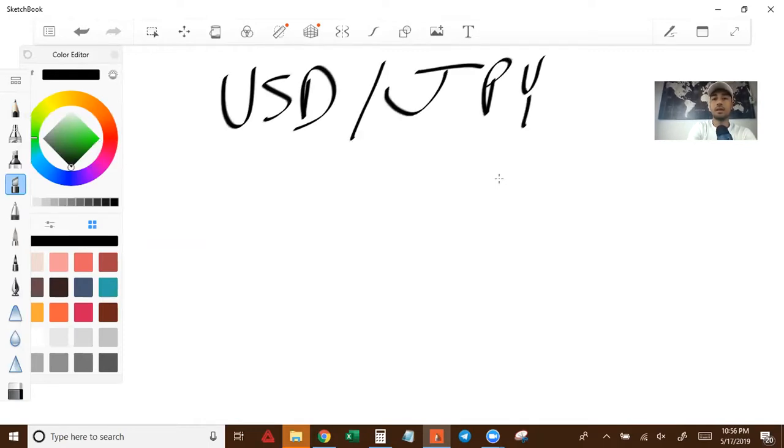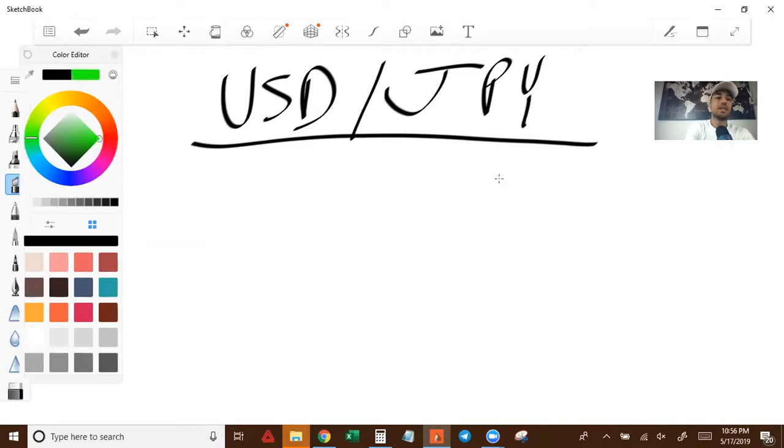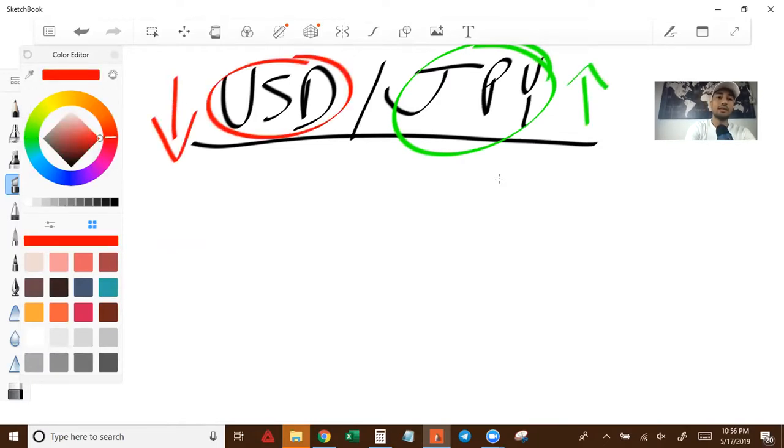JPY. Okay, so let's just say that instead we're actually selling. So we actually want JPY to go up in value as USD is going down in value, right, if we were to sell. So let's just say that we were to go to our phone again. Let's go ahead and do that.